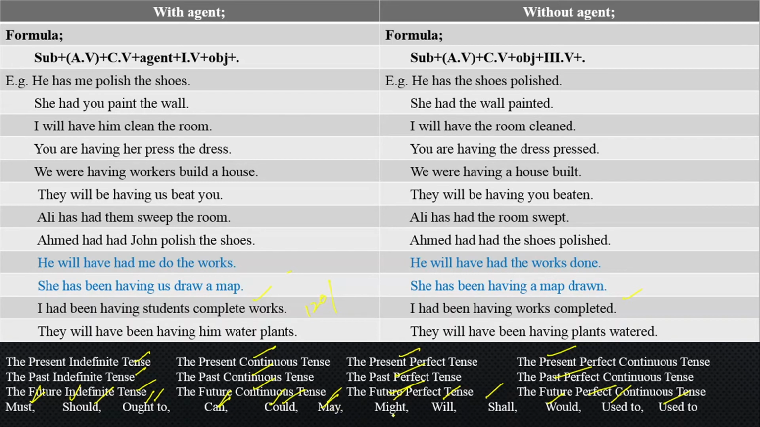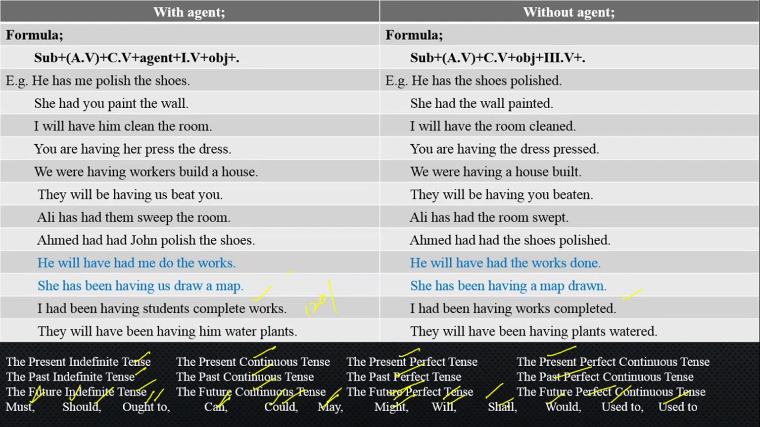I might have works completed. I might not have works completed. Might I have works completed? Might I not have works completed? Mightn't I have works completed? I will have works completed. I will not have works completed. Will I have works completed? Will I not have works completed? Won't I have works completed? I shall have works completed. I shall not have works completed. Shall I have works completed? Shall I not have works completed? Shan't I have works completed?